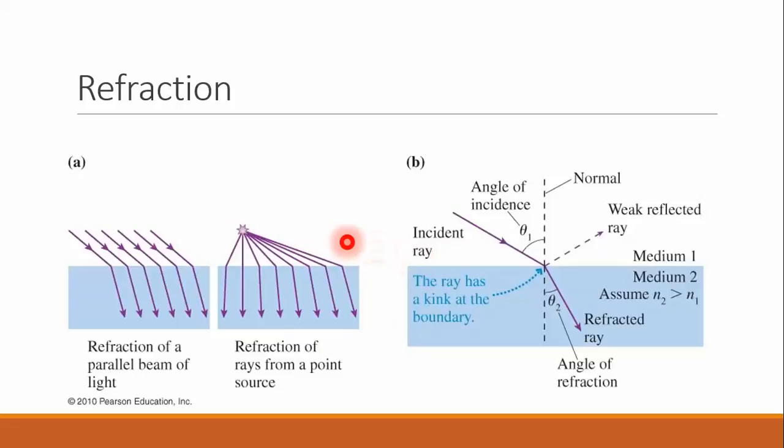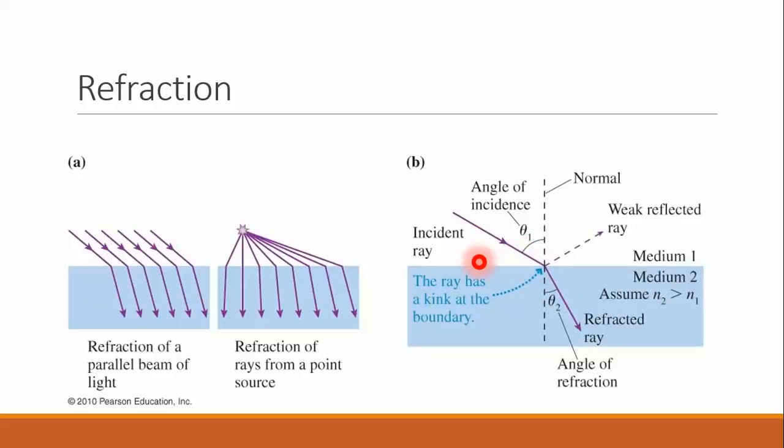So how do we figure out what that angle is going to be for each beam of light? Well, our incident ray comes in and hits the surface, and we measure an angle from the incident ray to the normal. The normal is perpendicular to the surface. The angle between the normal and the incident ray is our angle of incidence. We call that theta 1.